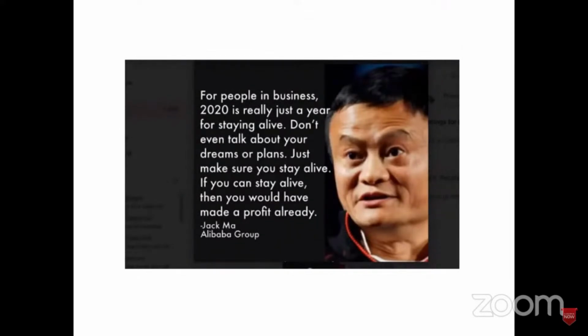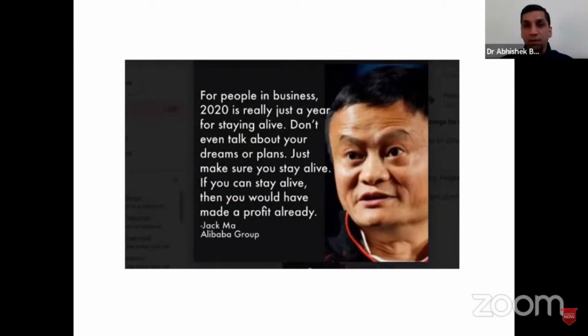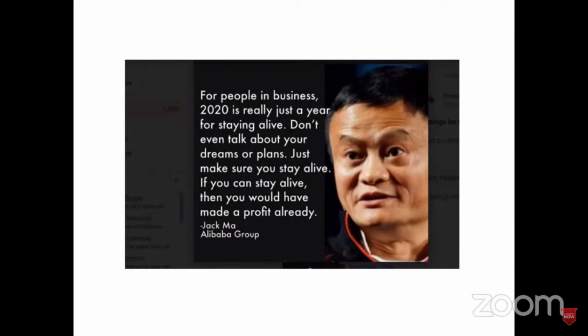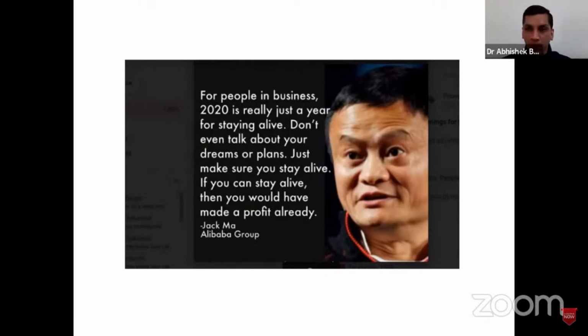This is a quote from Mr. Jack Ma of the Alibaba Group, who talked about how to stay alive. I would extrapolate this not just to people in business, but to people everywhere, even those struggling to manage COVID-19, or anyone who had a family member suffering from it. He said that for people in business, 2020 is really just a year for staying alive. Don't even talk about your dreams or plans. Just make sure you stay alive. If you can stay alive, then you would have made a profit already.